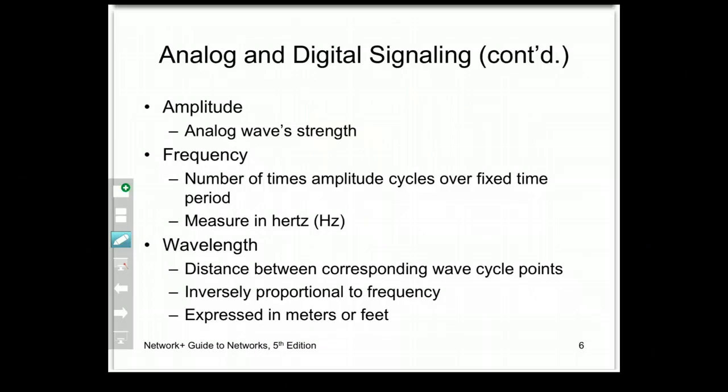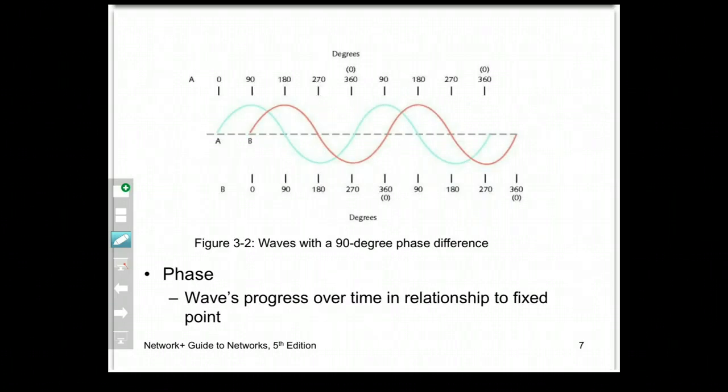And then wavelength is the distance between the corresponding wavelength cycle points. And basically on this one, all you need to know is it's expressed in meters or feet on the length of the wavelength. Here's an example of a wave with 90-degree phase difference. All this is two analog signals overlapped over each other with a 90-degree phase difference.